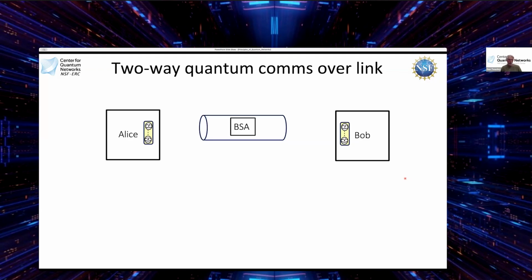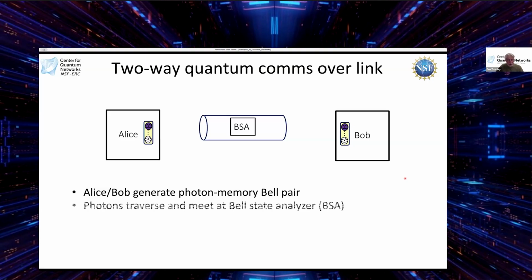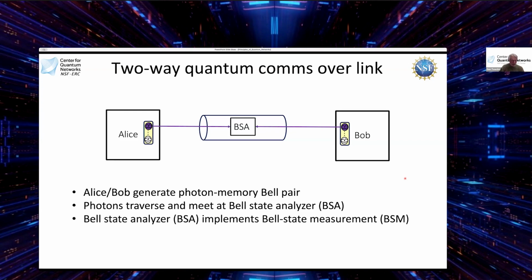Okay, the two-way quantum communication behaves a little bit differently, and there are a number of ways that it can be deployed. I'm going to talk about one particular way. What happens in this case is that Alice and Bob generate a photon-memory Bell pair. And what I'm showing you is the memory part, and think of it that each of those is entangled with a photon. And then what Alice and Bob do is transmit those photons towards each other. And they meet at what's referred to as a Bell state analyzer.